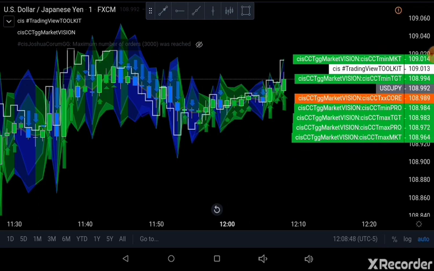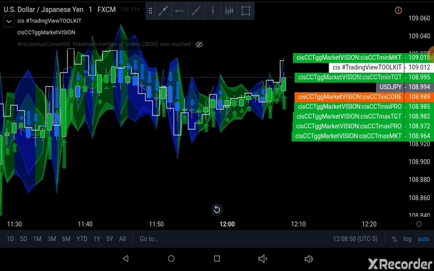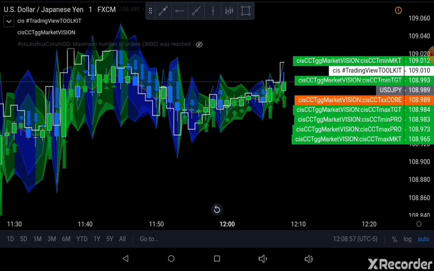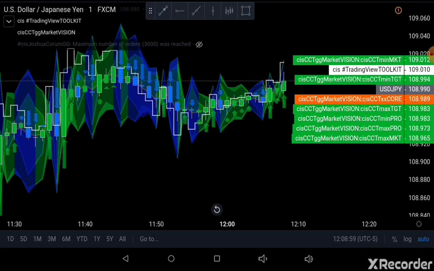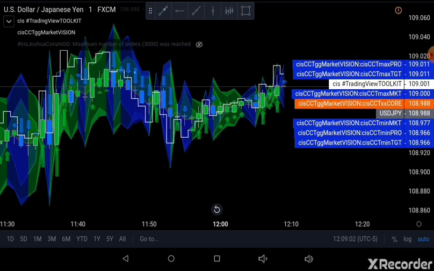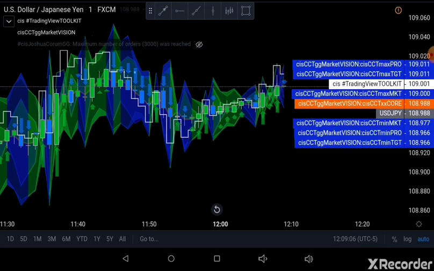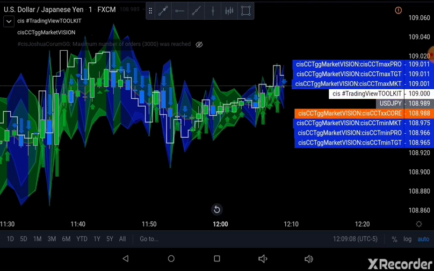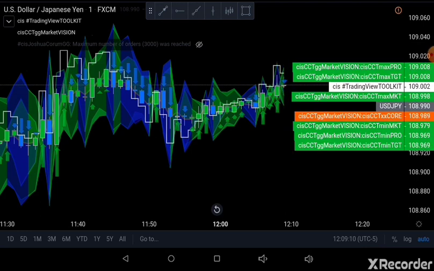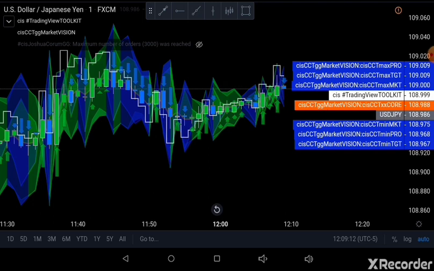This particular indicator, which is the blue and green cloud that you see with the jagged looking bubbles, actually defines the active trading market levels for the target, the pro trading level, the market level, and the core value for the pro trading algorithm on the CIS CCT GG Market Vision 2020 indicator.